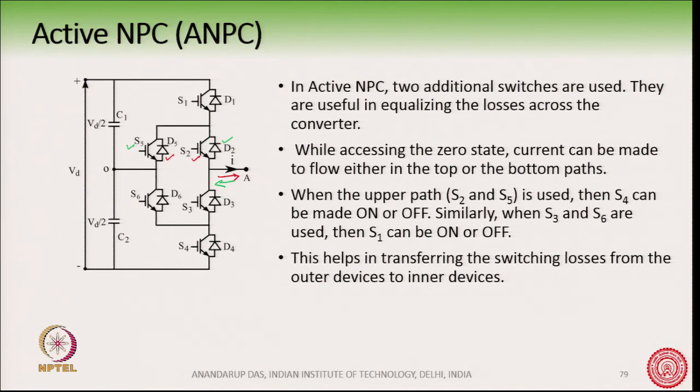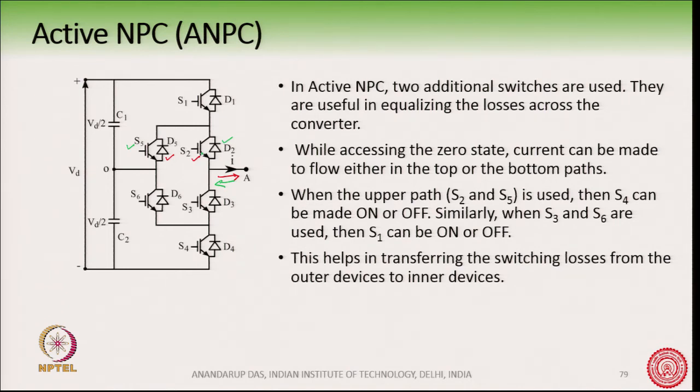Okay. So, if I turn on S5 and S2 simultaneously, then I can fully allow the current to flow through the upper path. Both positive and negative direction of current can be allowed to flow through the upper path. So, therefore, the entire loss can take place in the upper two switches.